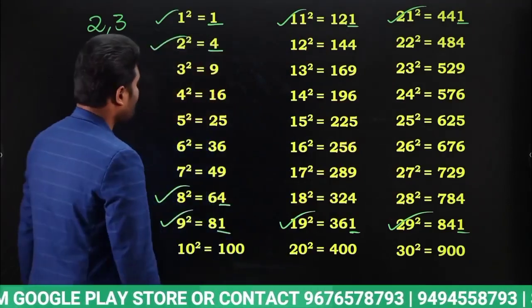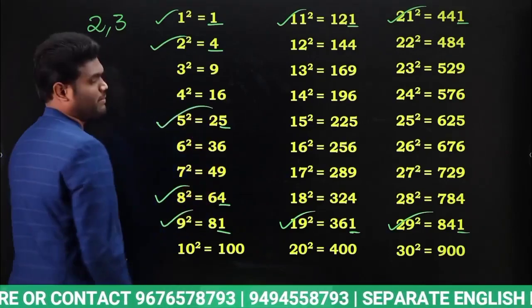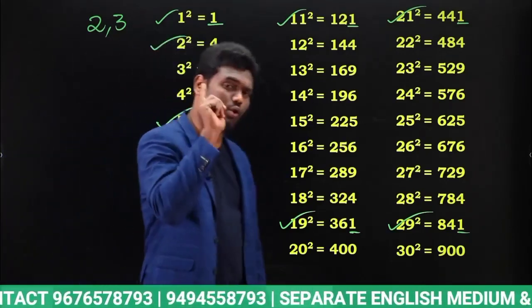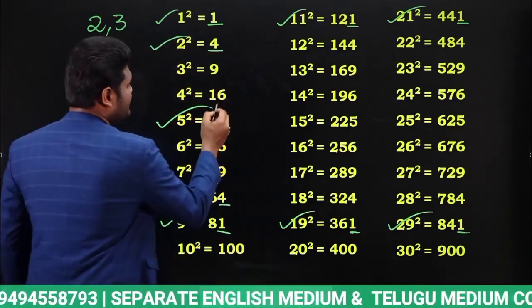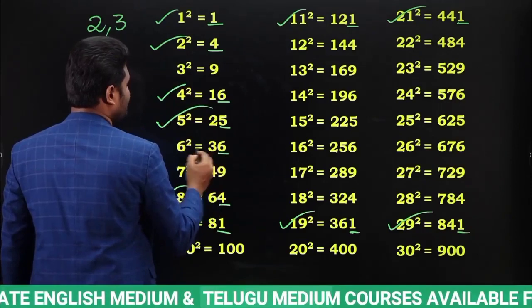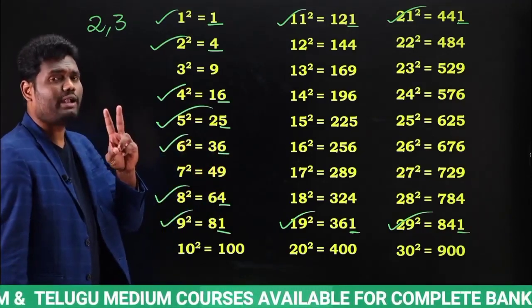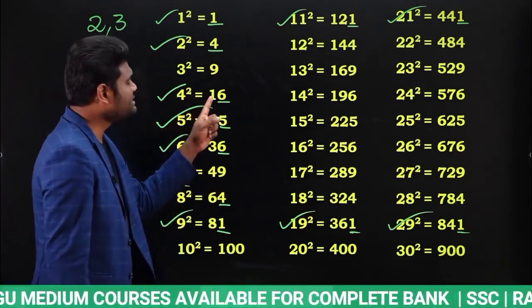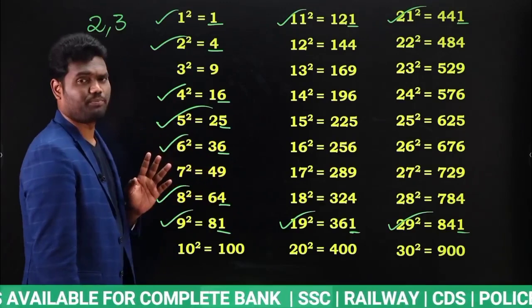Next, 5 as last digit. You will get 5 as last digit only at 5. Is it clear? Next, 6 as last digit. You are going to get 6 as last digit at 4 and at 6 also. Okay. For 6 you have two possibilities. 6 as last digit you will get at 4, and 6 as last digit you will get at 6 also.